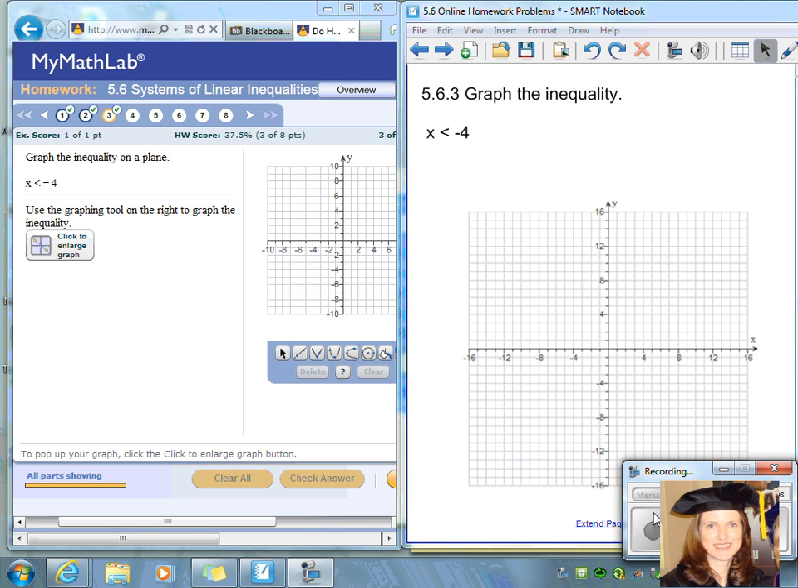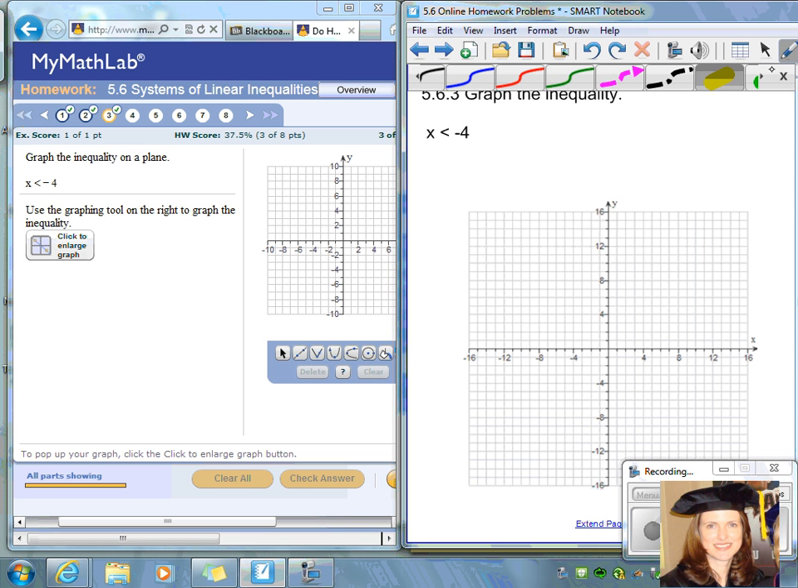For question number 3 in section 5.6, we're asked to graph the inequality on a plane. The inequality only has an x in it. X is less than -4. So this inequality is a vertical line that only goes through -4 on the x-axis.